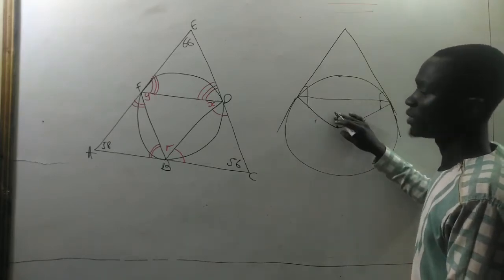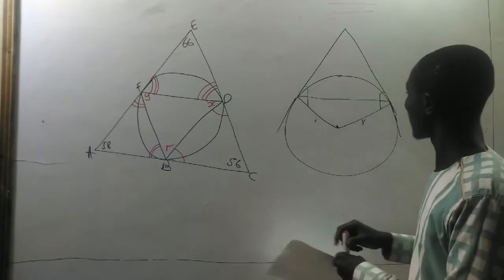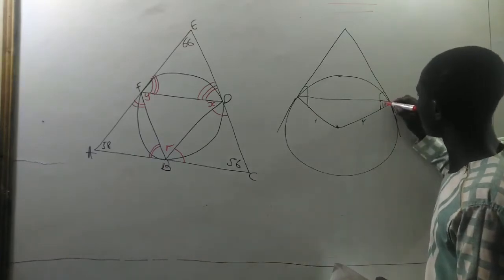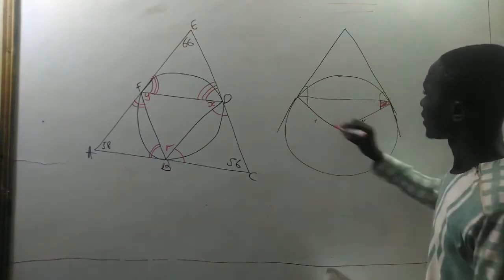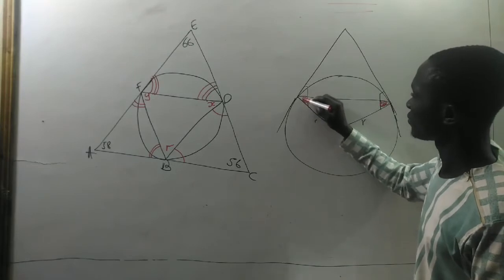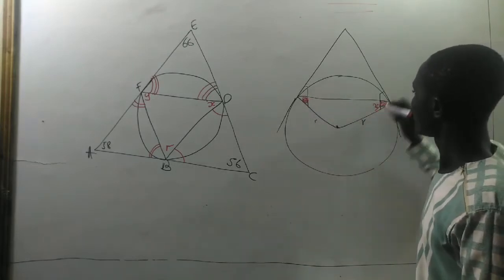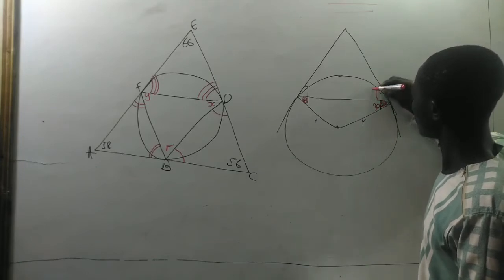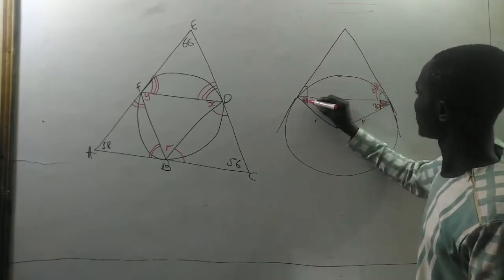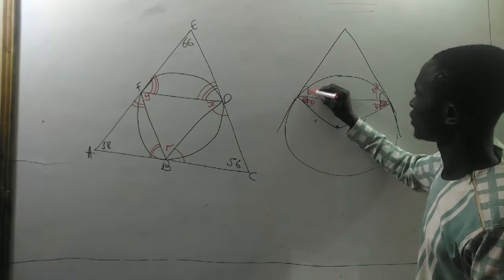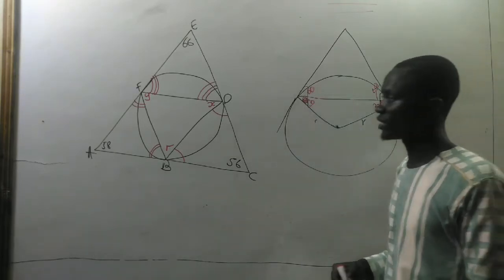So this triangle becomes isosceles. So the base angles are the same. So the angle here and the angle here are the same. Are you okay? So if we assume that the angle here is 30, the angle here will be 60. And the angle here also will be 30. So the angle here also will be what? 60. Very simple as that.